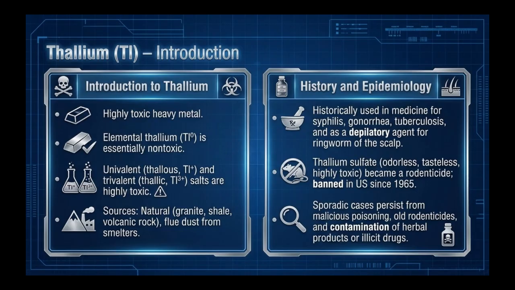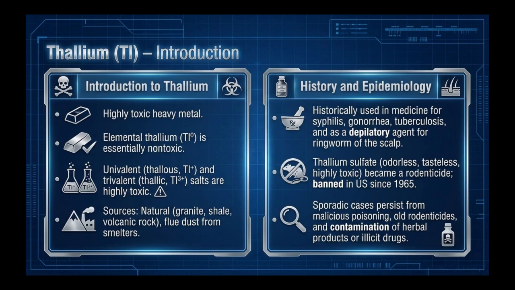Naturally, thallium occurs in materials such as granite, shale, volcanic rock, and pyrites. Additionally, it can be recovered as flue dust from smelters that process metals like iron, lead, cadmium, and copper. Historically, salts containing thallium had various medicinal and commercial uses during the early 20th century.